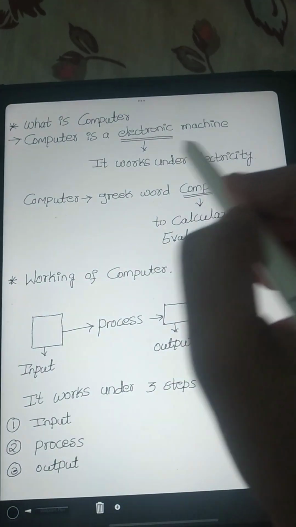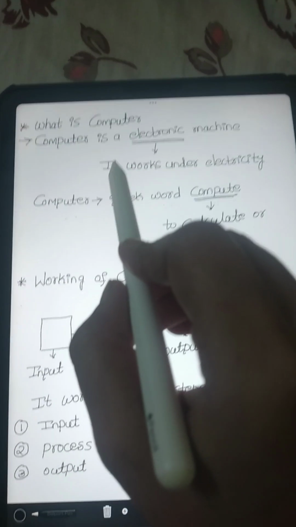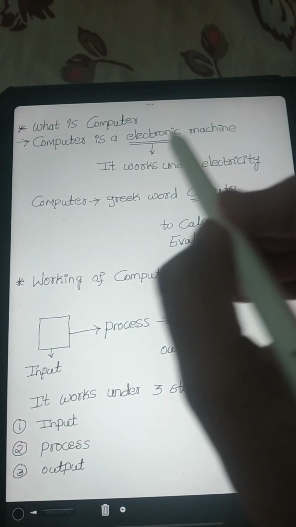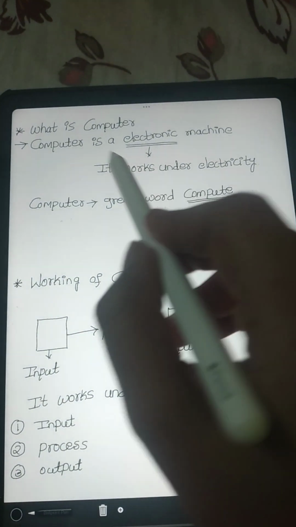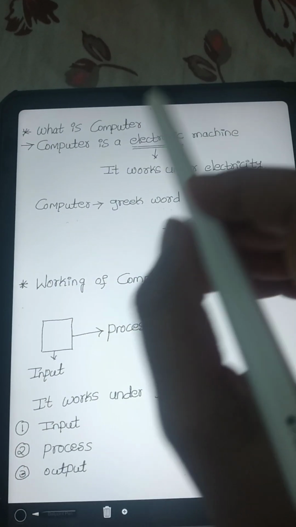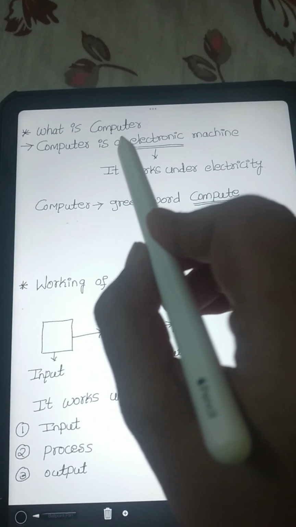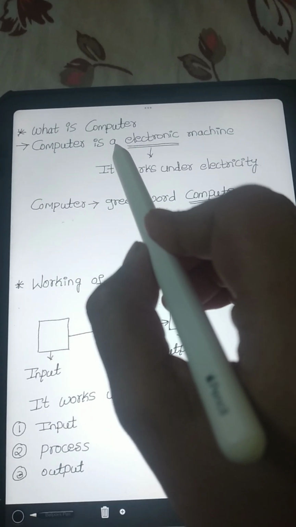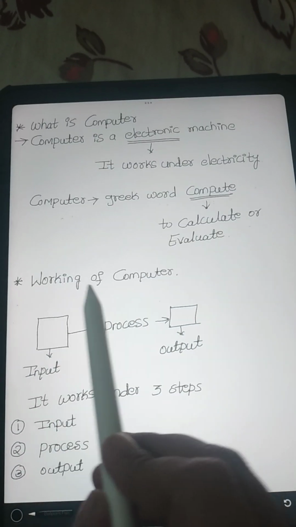So once again, what is a computer? A computer is an electronic machine. Why do we call it an electronic machine? Because it works under electricity. If there is no electricity or current, we cannot operate or boot the computer.